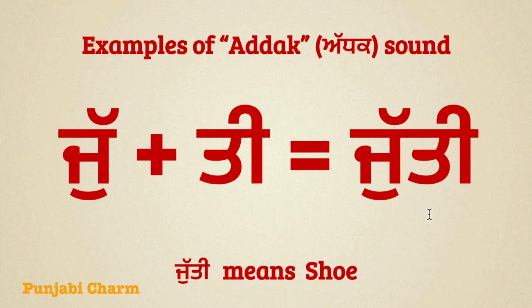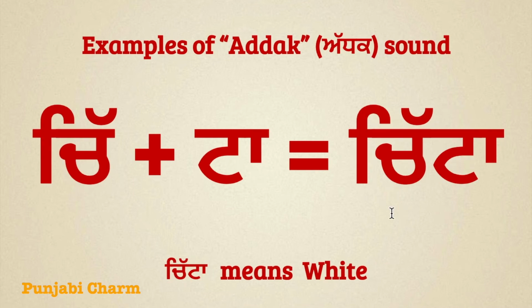The next word is jutti. Jutti means shoe. And to read this word, we can say jajjenu onkad utte Addak ju, tattenu bihari ti, jutti. You can repeat after me. Jutti. Let's check out next word. The next word is chitta. Chitta means white. And to read this word, we can say chachenu sehari utte Addak che, tankenu kanna ta, chitta. You can repeat after me. Chitta. Let's move to the next word.